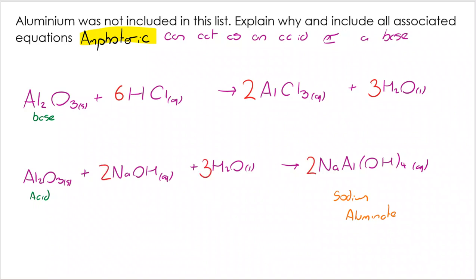Let's take a look at the balancing. I need 2 NaOH, 3 H2O, and 2 of the NaAl(OH)4. Now, as much as you're not going to see that anywhere else, it's entirely feasible that you could be asked to replicate that within an exam. So practicing these, checking that you know them, that you remember them, is important.